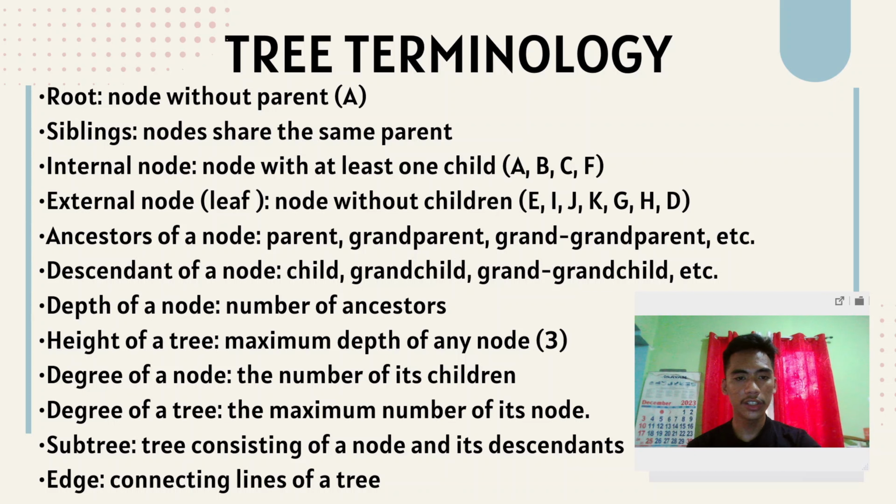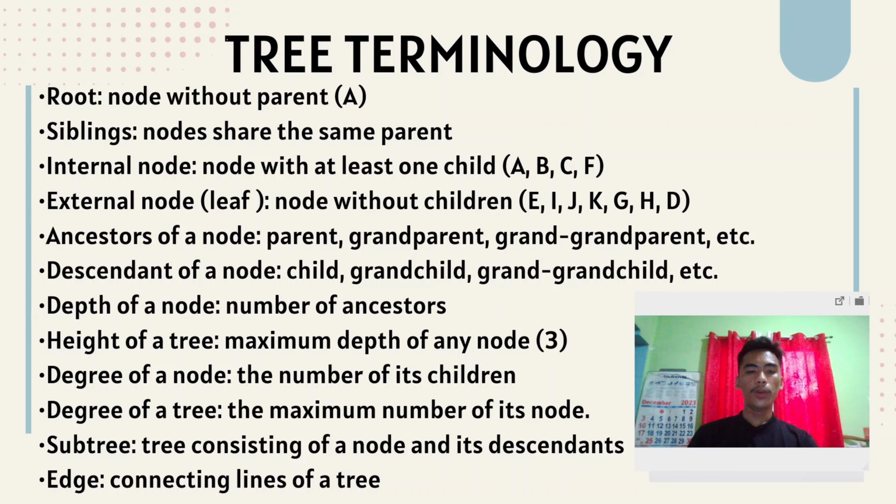So next is ancestors of a node: parent, grandparent, great-grandparent, etc. The ancestors of a node are the nodes that lie on the path from the node to the root. This includes the parent, grandparent, and so on. So next is descendants of a node: child, grandchild, great-grandchild, etc. The descendants of a node are the nodes that lie below it in the hierarchy, including children, grandchildren, and so forth.